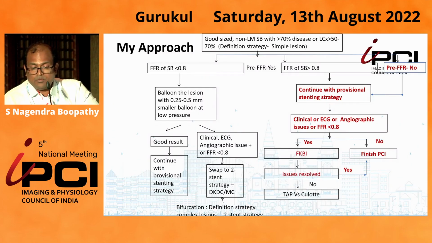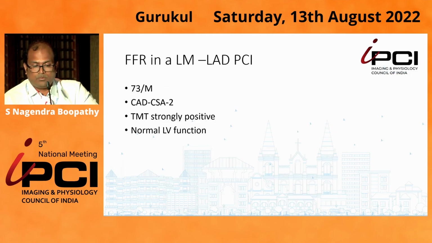So this patient belonged to this pathway: pre-FFR not done, continue with provisional strategy. When you go for intervention, clinical, that is chest pain, ECG, significant ST elevation or depression, angiographic TIMI less than 3 flow or flow limiting dissection, or FFR less than 0.8. This patient had the same in the diagonal, we did FKBA, issues resolved, we finished the PCI, we came out.